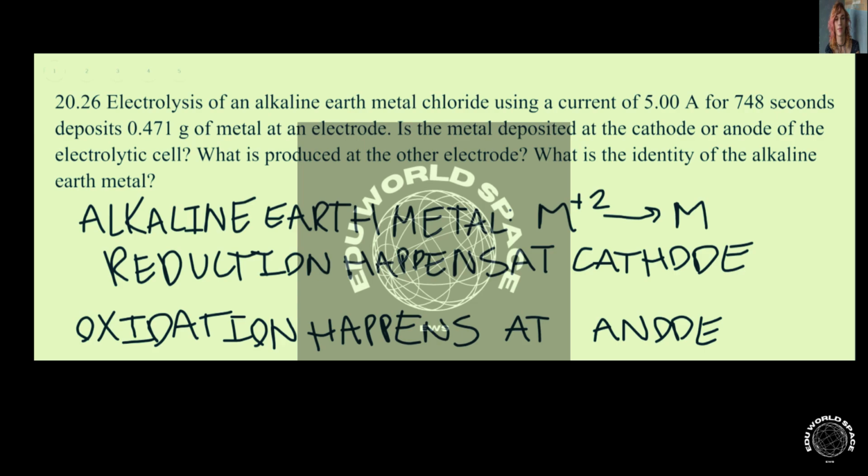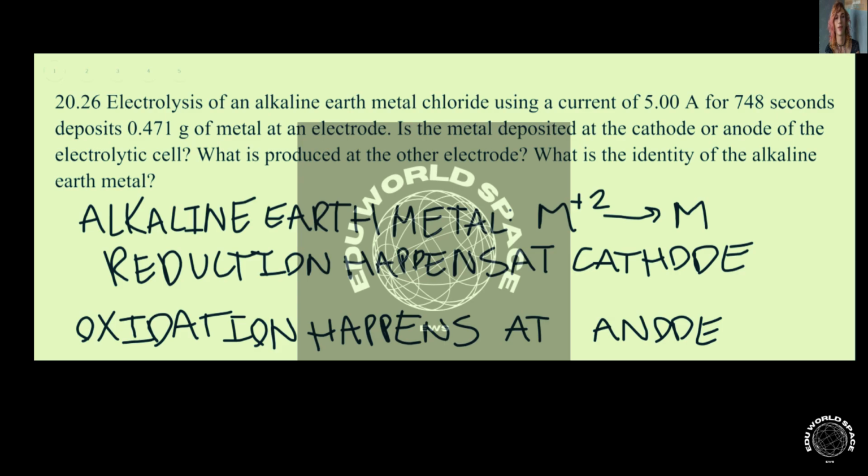So the fact that we have an alkaline earth metal means we're working with a metal that prefers to lose 2 electrons to form a +2 ion. And we're depositing the metal, so we're reacting M+2 to form M. And we also know that we can identify the cathode by where reduction is occurring, because reduction happens at the cathode, and we can identify the anode as where oxidation happens, because oxidation happens at the anode.